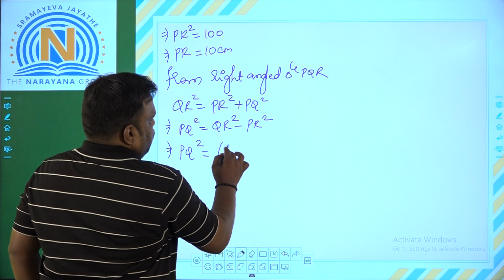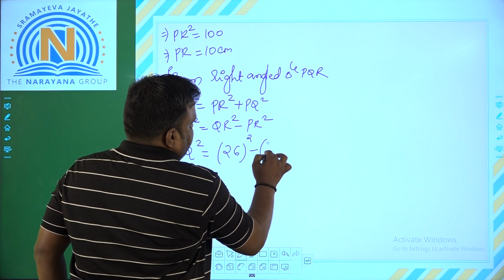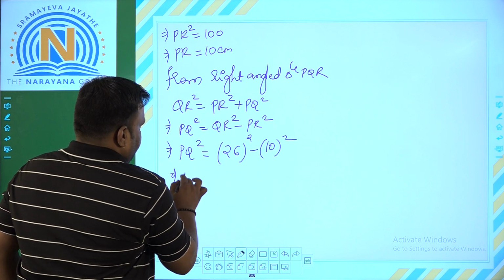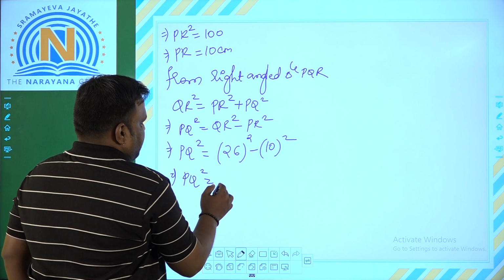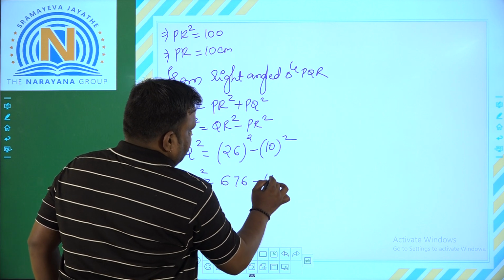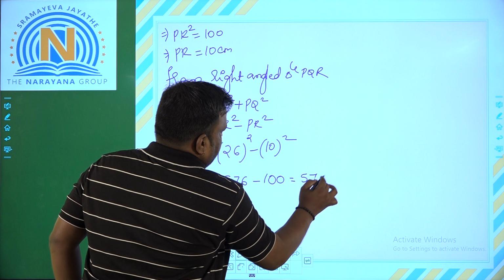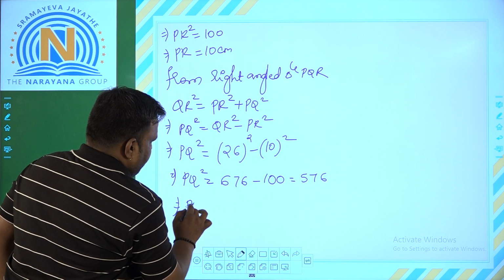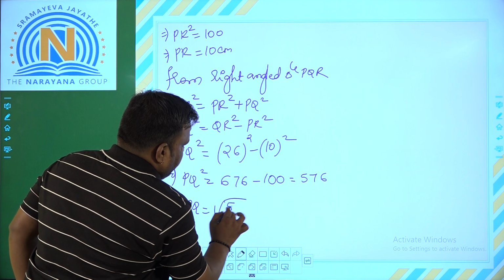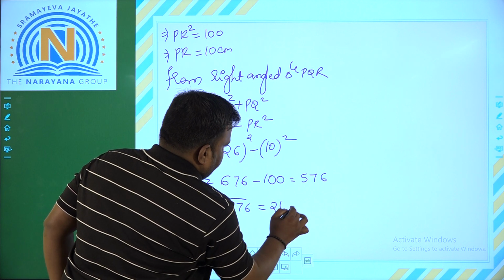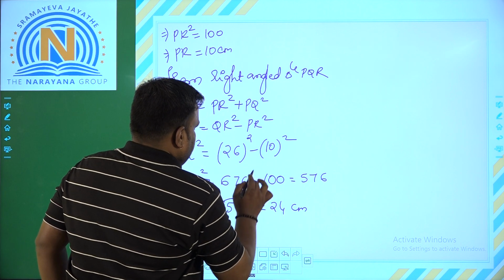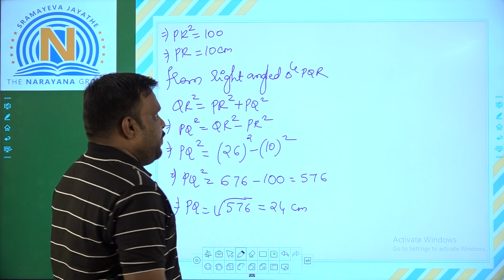So substitute here. So 26 whole square minus 10 whole square. So PQ square is equal to 26 square, which is 676, minus 100. That is equal to 576. So from here PQ will be equal to under root of 576, that is nothing but 24 centimeters. So now I got the value of PQ also.